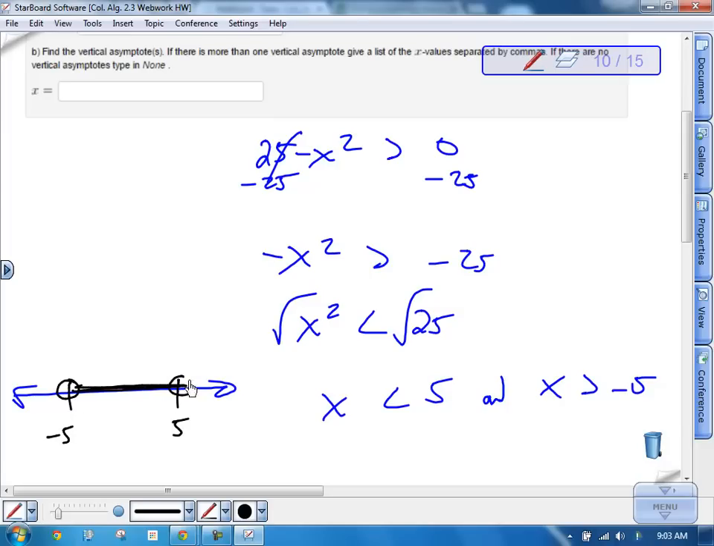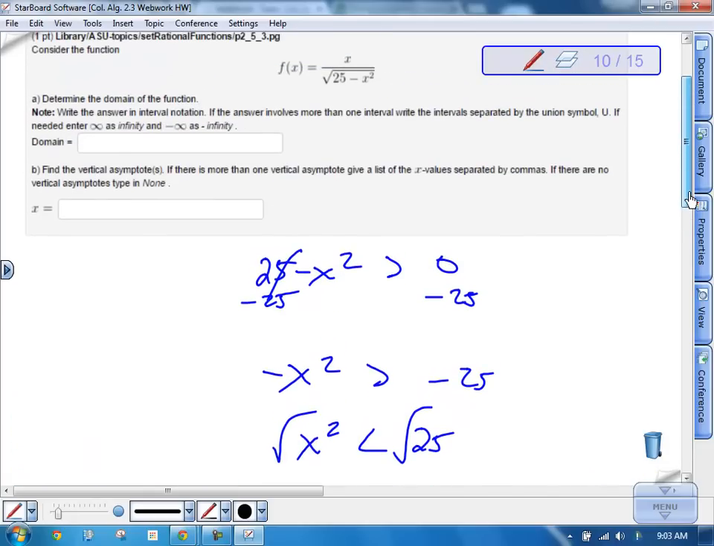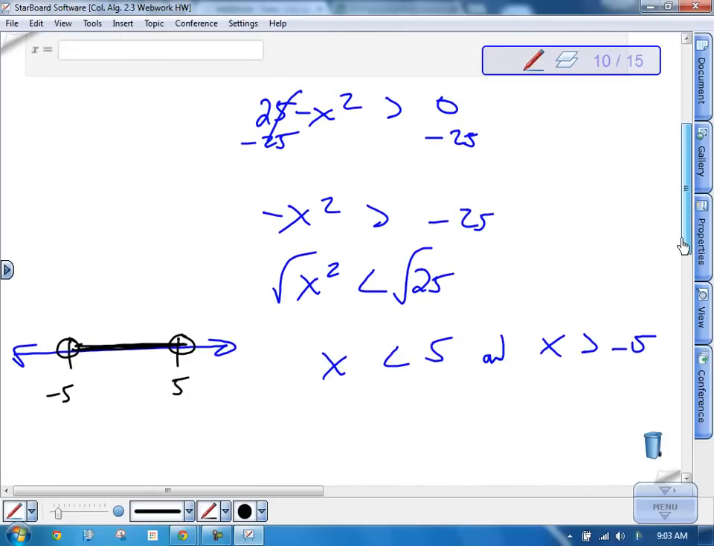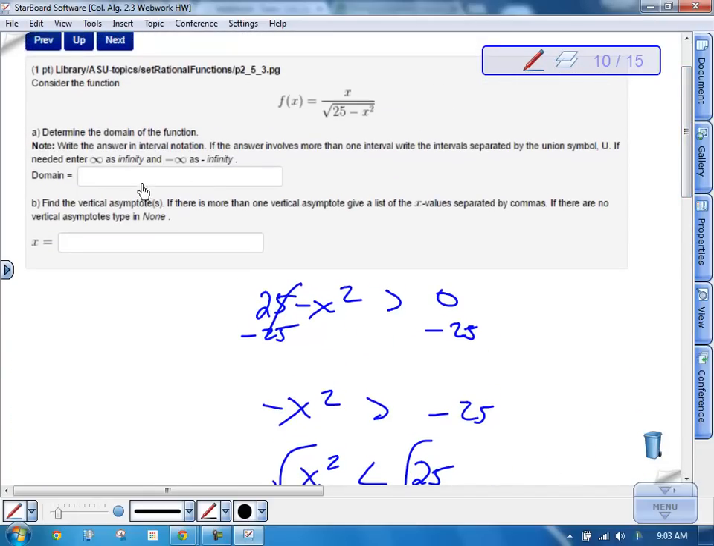And I can't use those endpoints. So it's all those values that are okay for the domain. Anything else is not okay for the domain. So I'd say -5 to 5, and it wants interval notation, so -5 to 5 like this would be the domain.